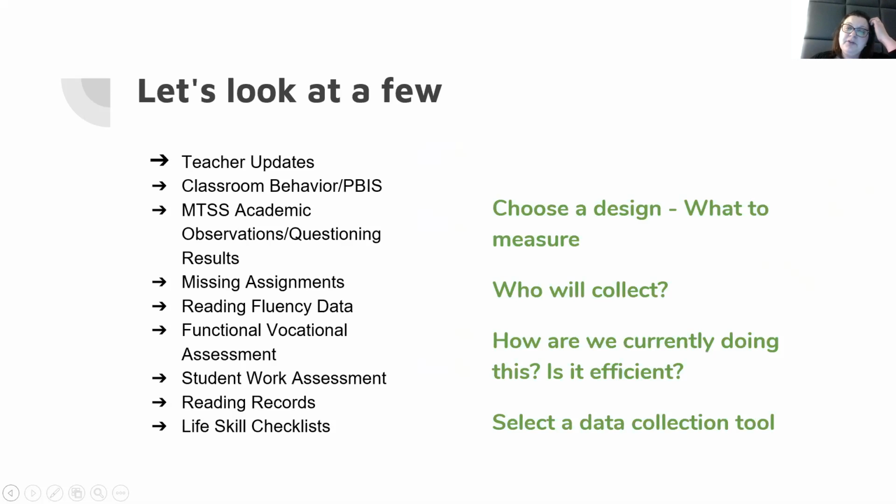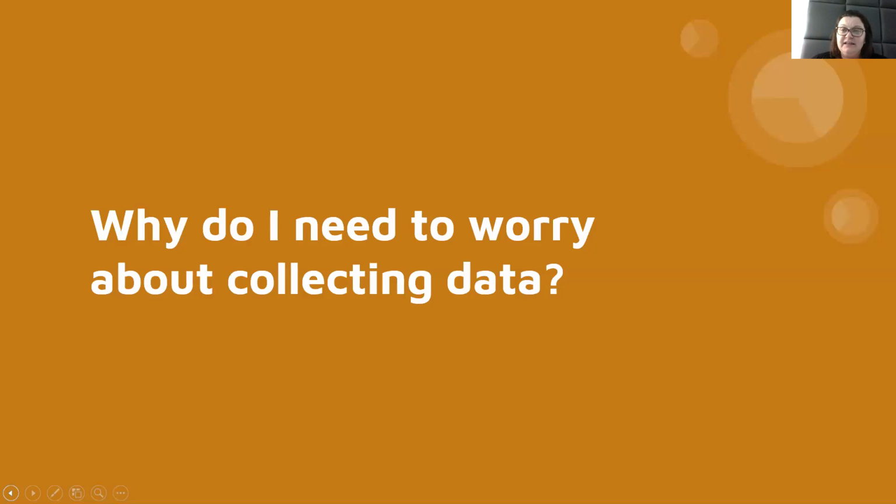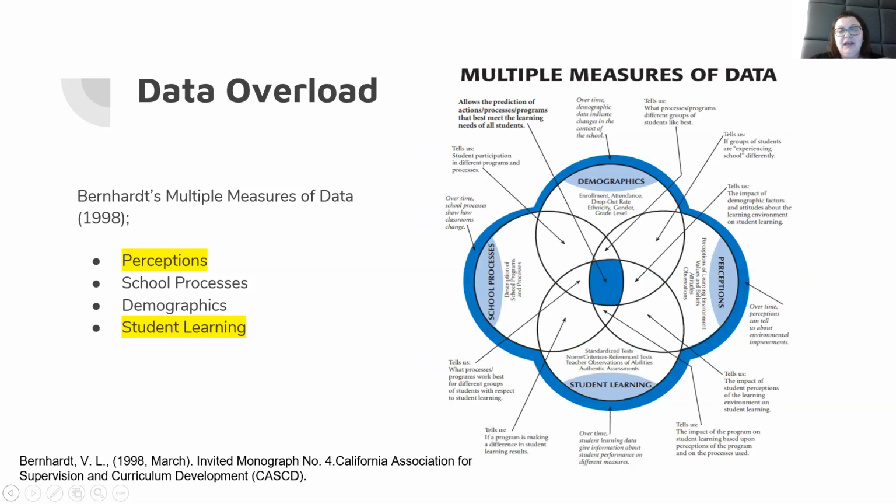So we have to remember that first we have to choose a design that measures what we need to measure. We need to identify who's going to collect that data. Then we need to identify how we're currently doing it. Is it currently efficient? Then we have to build the tool. The nice thing is that if you have a system in place, you will not have data overload.